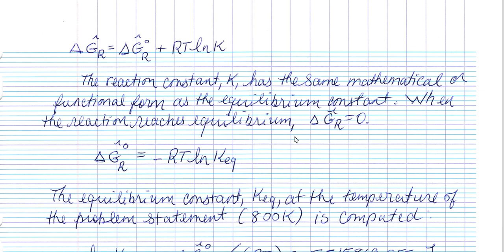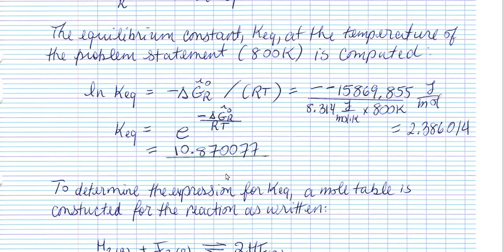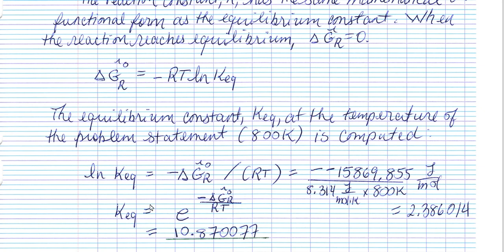Now, when the reaction reaches equilibrium, the delta G of the reaction is equal to 0. When the delta G of the reaction is equal to 0, the standard delta G of the reaction is therefore equal to -RT ln of KEQ. And at equilibrium, the reaction constant simply becomes the equilibrium constant. In other words, it's the reaction constant written at equilibrium. And the equilibrium constant KEQ at the temperature of the problem statement, which is 800 Kelvin, can therefore be computed, and it's computed below.